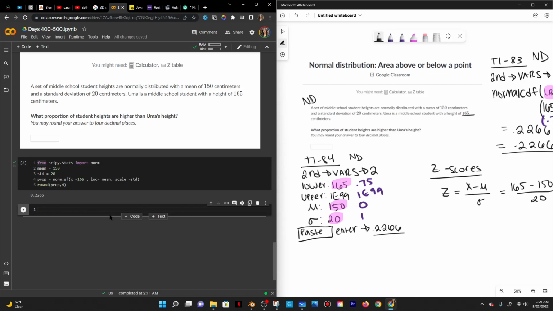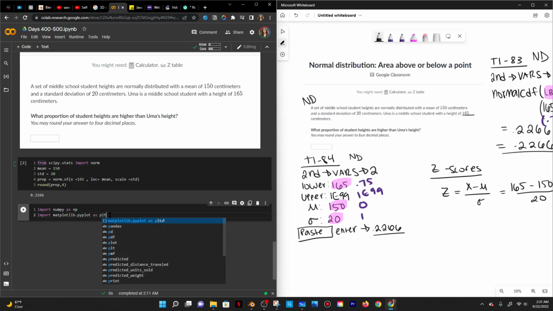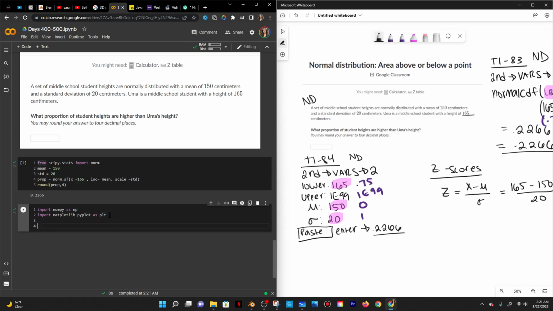So to do that, I think I already imported norm, right? So I don't need to do that. I should import numpy as np and import matplotlib to plot the graph, which is just a plotting or graphing library. So then really we need our x values and our y values.